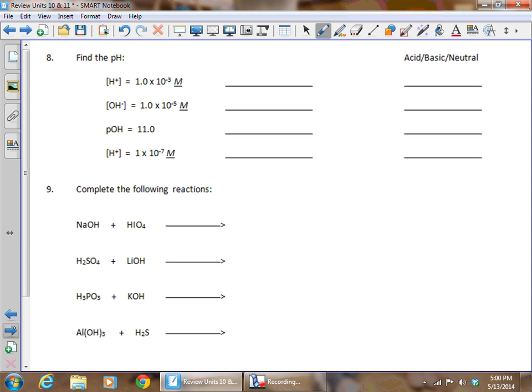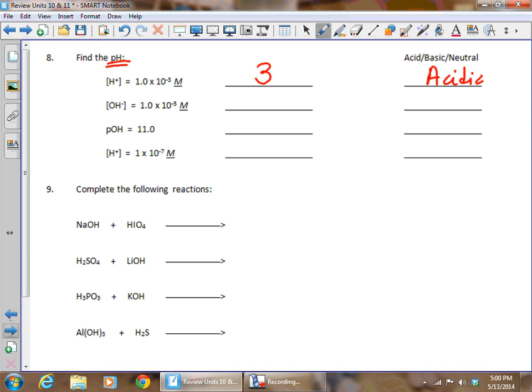So moving on, finding pH. Remember, when we find pH, we can go directly to the hydrogen ion concentration. The pH is going to be 3. And since the pH is 3, we know that it's less than 7, so it's going to be acidic.